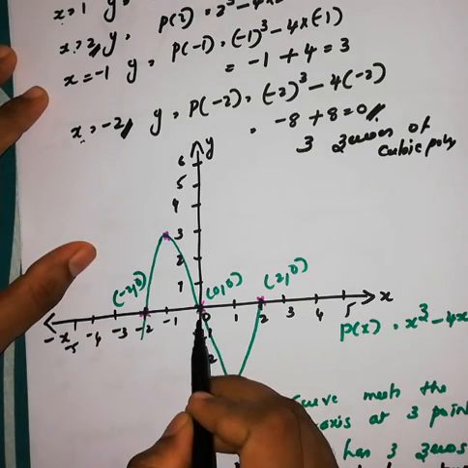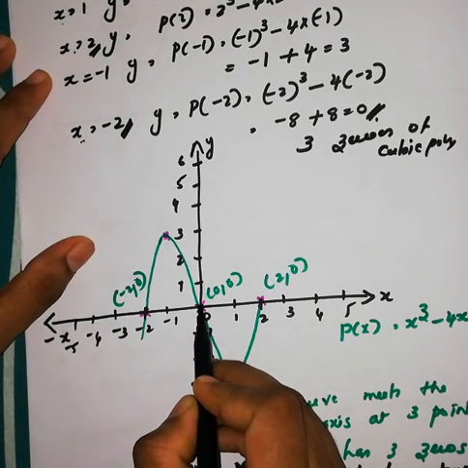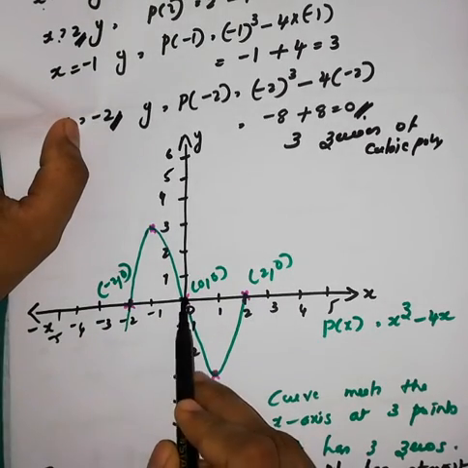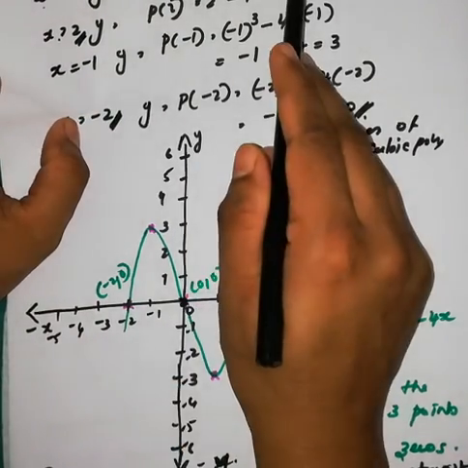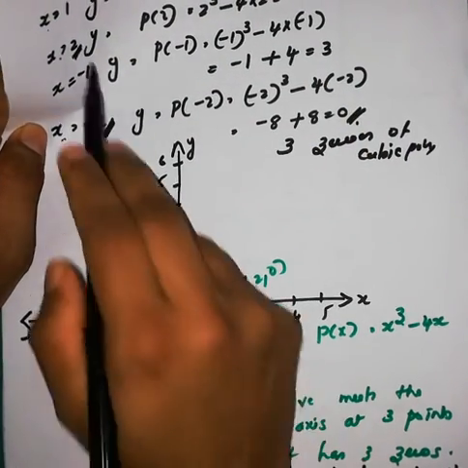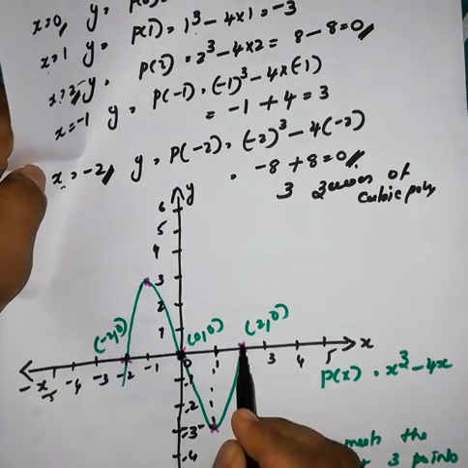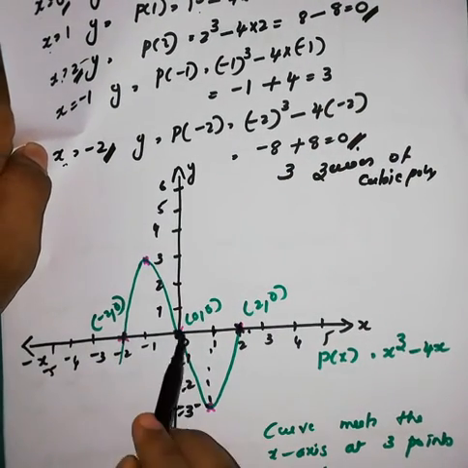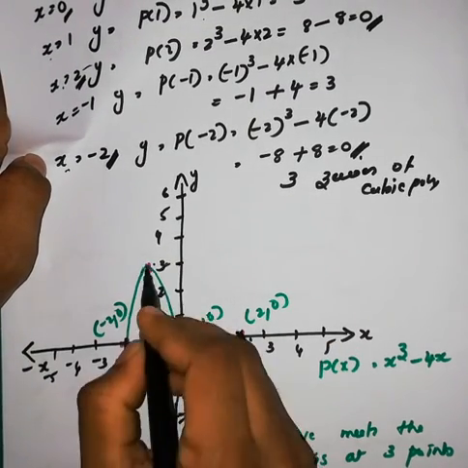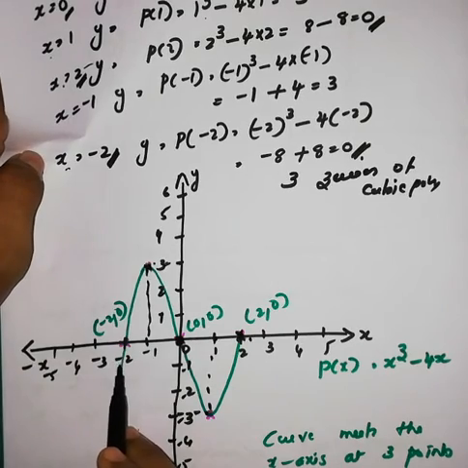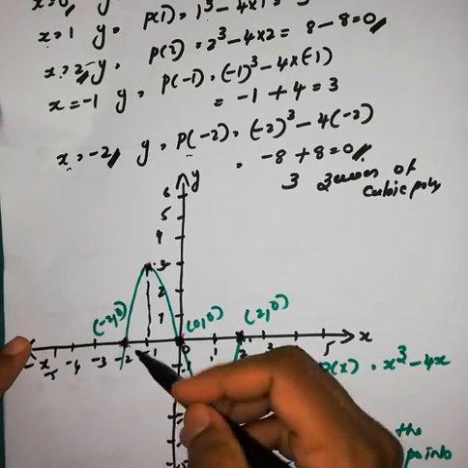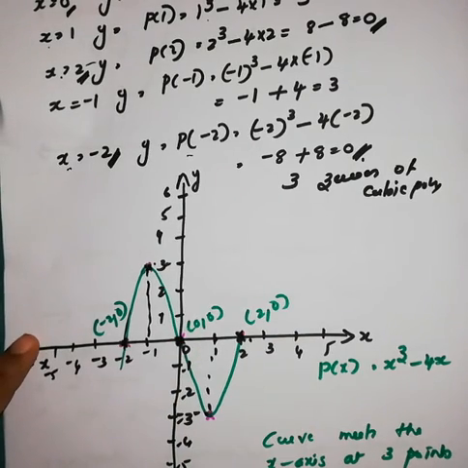When the value of x is equal to 0, what is the value of p of 0? P of 0 becomes 0 itself. So we mark a point here. When x is equal to 1, the value becomes minus 3. When x is equal to 2, the value is 0. And when x is equal to minus 1, the value is 3, so the point is here. When x is equal to minus 2, again y is equal to 0, so a point again here. So we join these points, and we get a curve like this.